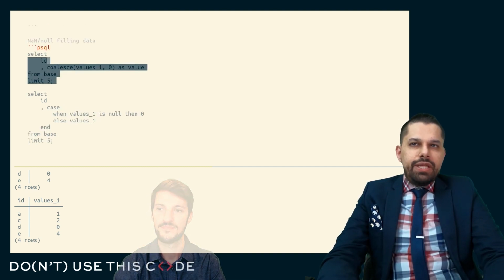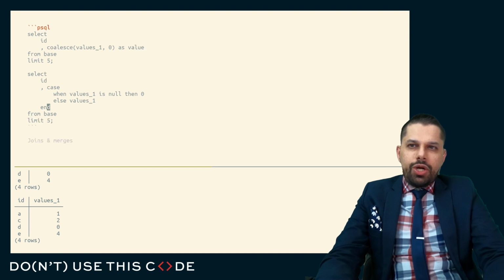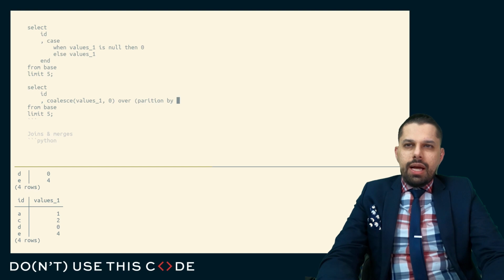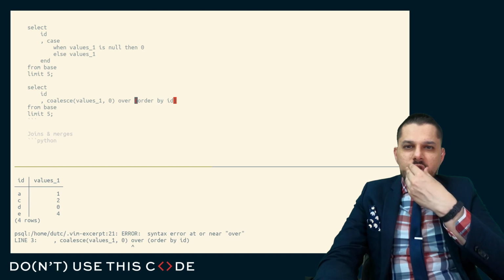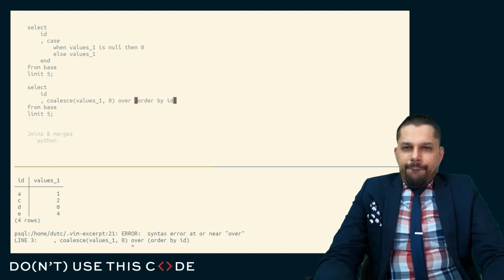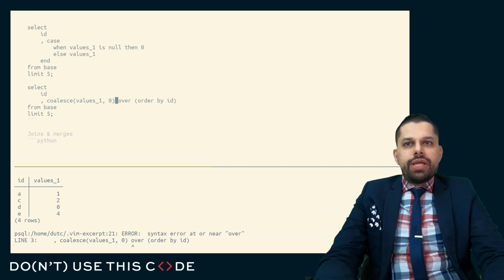So that might be the closest that we can get. And so here you're going to do, let's see, we'll try coalescing this thing over a partition by ID. Yeah, we'll do it like this. Partition by, no, we don't want a partition. We'll do over order by ID. And no, I guess you can't coalesce over.